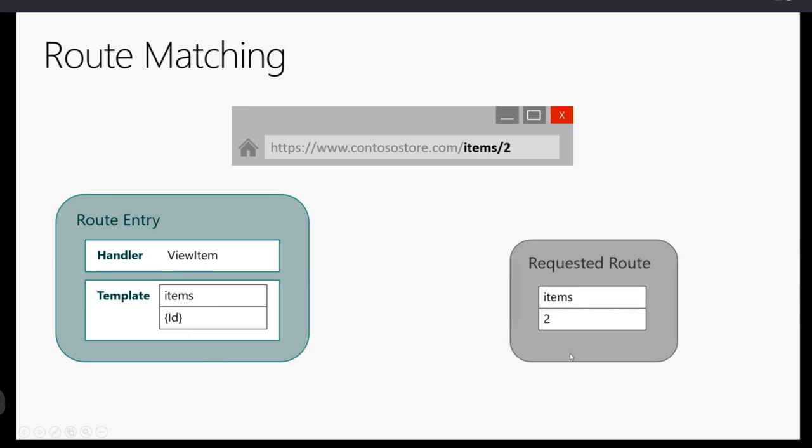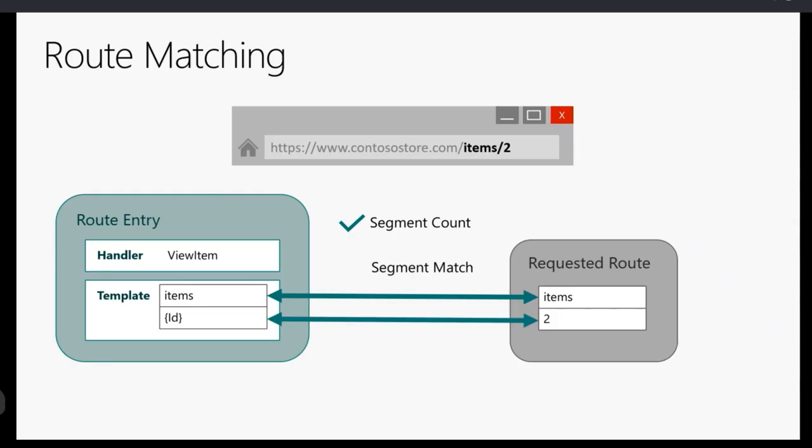So there we go. So that would break down in 2 bits. So again, we do the same thing. We do a segment count match here, and then we do a segment by segment match. So we're doing a string comparison here, which is items and items. So that would match. And then the next thing is this squiggly brackets ID, which is a route parameter.